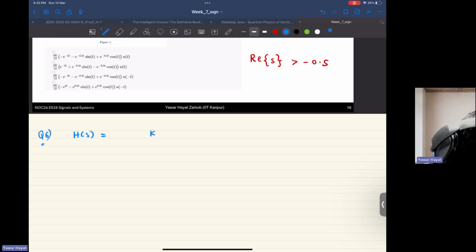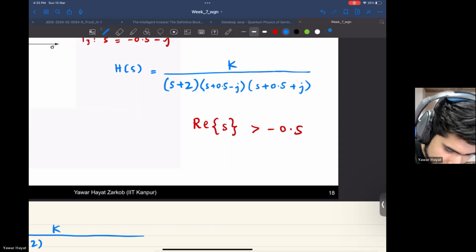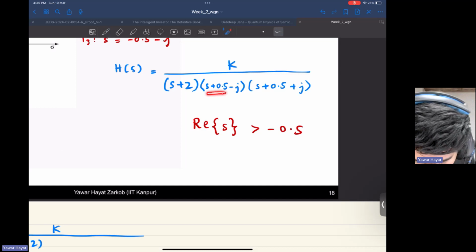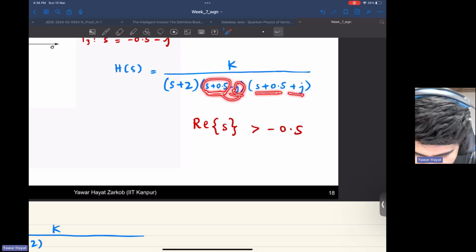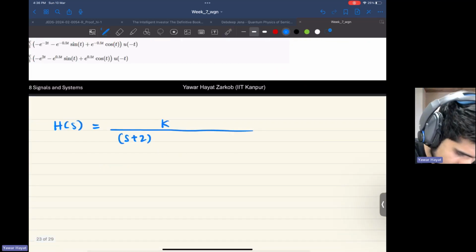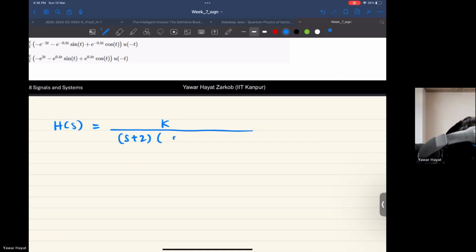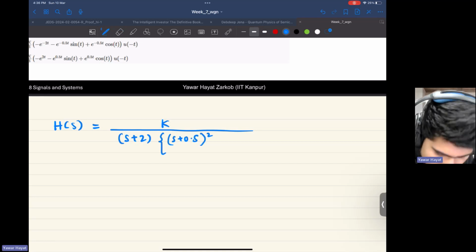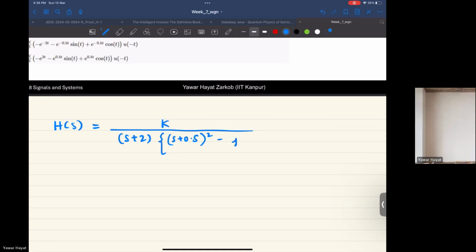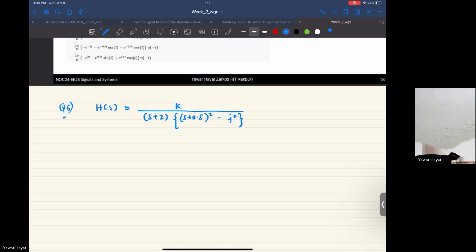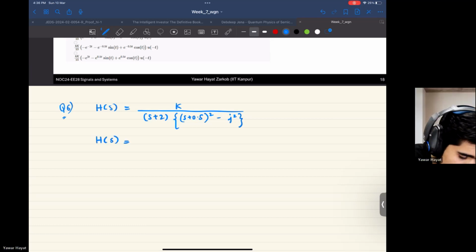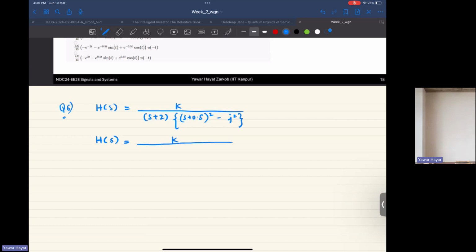My H of s is K divided by s plus 2, times s plus 0.5 minus j and s plus 0.5 plus j. If I take this as a and this as b, so this is a minus b, a plus b, that is a square minus b square. That is what I'll use. So this would be s plus 0.5 whole square minus j square, isn't it? My K is the DC gain that was given in the question.